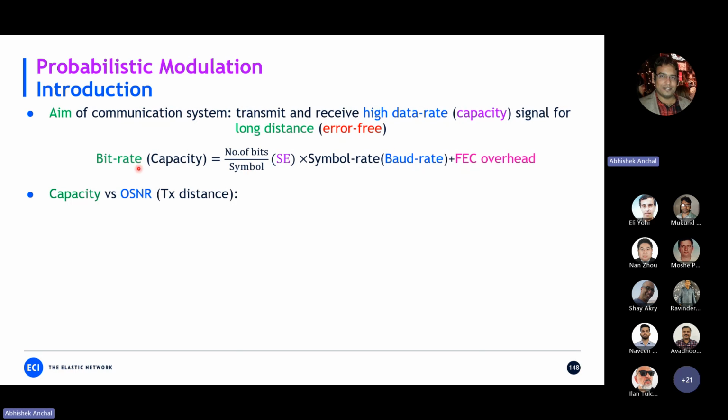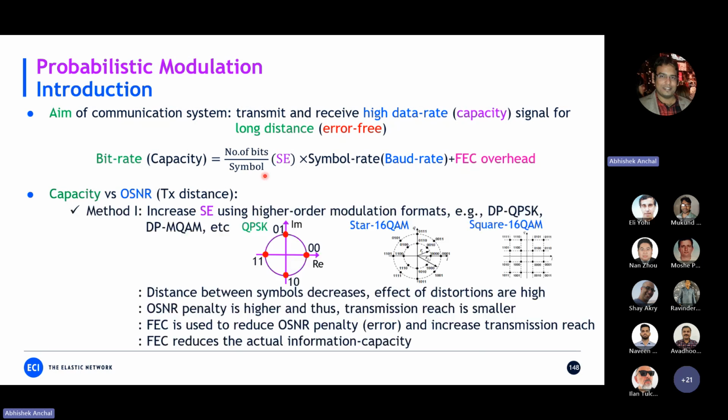When we try to increase it, the problem we always face is capacity versus transmission distance. There is always a trade-off. If you want to send more and more data, it won't go to a higher distance because dispersion, nonlinearity, and all other effects start to play, and they reduce the OSNR, so the required OSNR threshold at the transceiver increases, and you cannot transmit for a longer distance. So there is always a trade-off between capacity or bit rate versus OSNR or transmission distance.